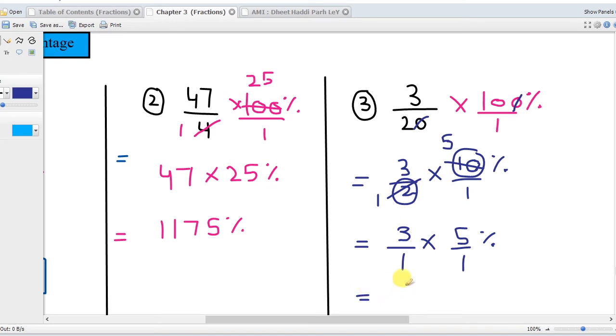So the answer we are getting here is 3 times 5 is 15, and 1 times 1 is 1. So our answer is 15 over 1%, or simply 15%. I hope you have got the concept.